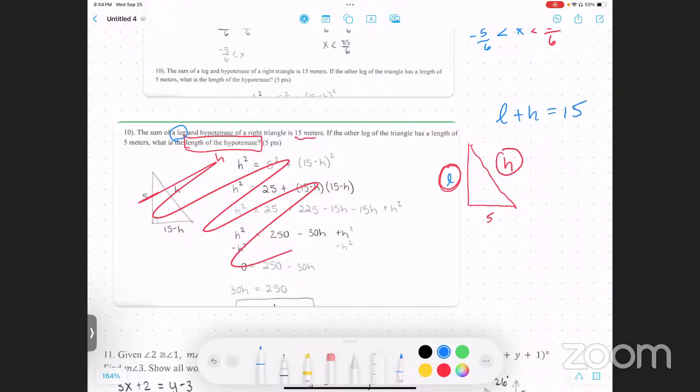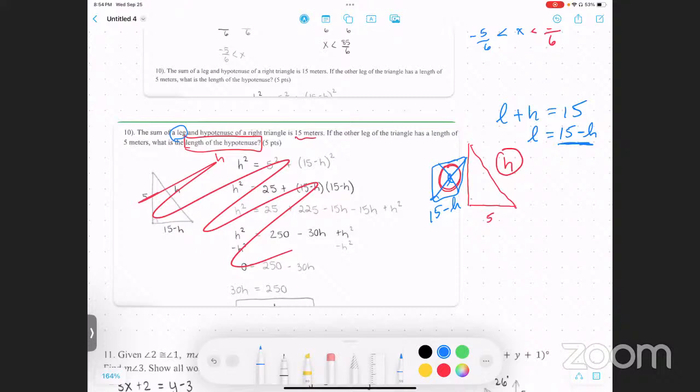So we know that L plus H equals 15. You get what I'm saying? So what does L equal? It equals 15 minus H. We could write that side as 15 minus H instead of naming it L. That's the hardest part, figuring out how we got that.